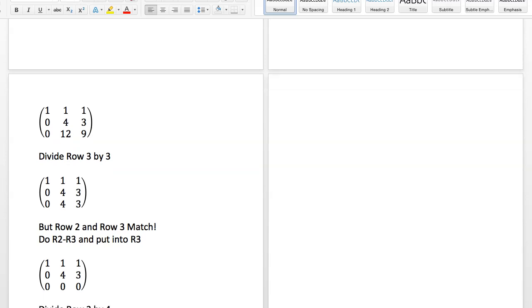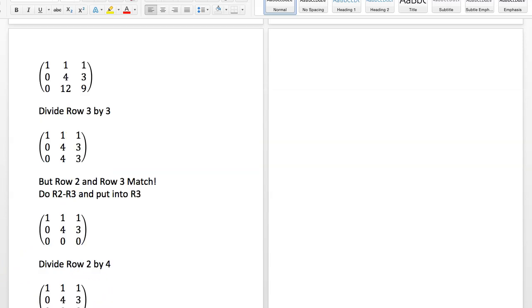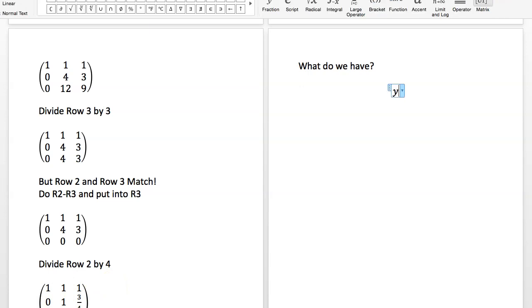by 4. Now, I know what you're thinking. Well, that's going to cause a messy fraction. I don't usually like to do that. But I've got a reason. Yeah, we'll get 3/4. But look at there. What does this mean? What do we have? We have, notice, we have y equals 3/4. Y, we have the y.